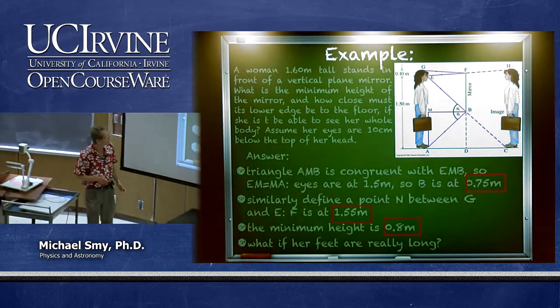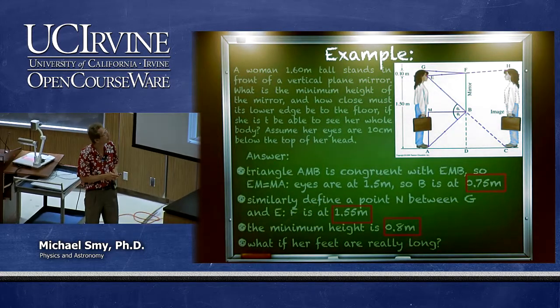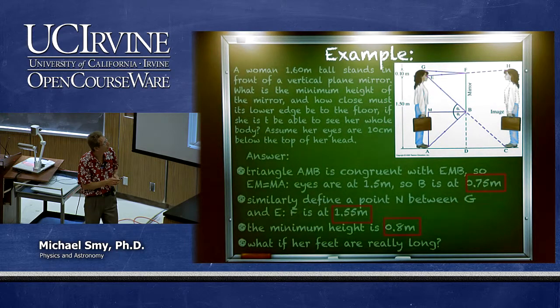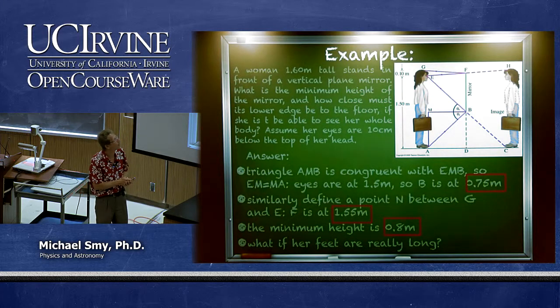To solve this problem, again geometrically, we construct several points. First of all, point A is her foot, then point G is the top of her head, point E is the eyes, F is the top part of the mirror, B is the bottom of the mirror, H is the top of the image, C is the bottom of the image, D is in the plane of the mirror, just like before. And we also construct a point M, which is at the same height as B. So this is a right angle here.